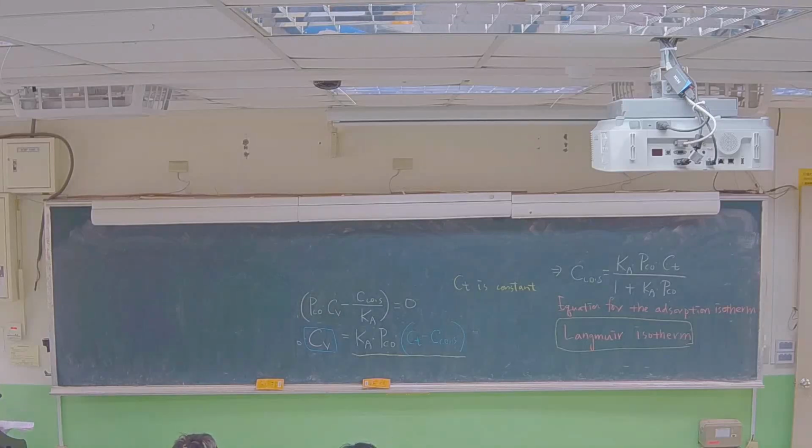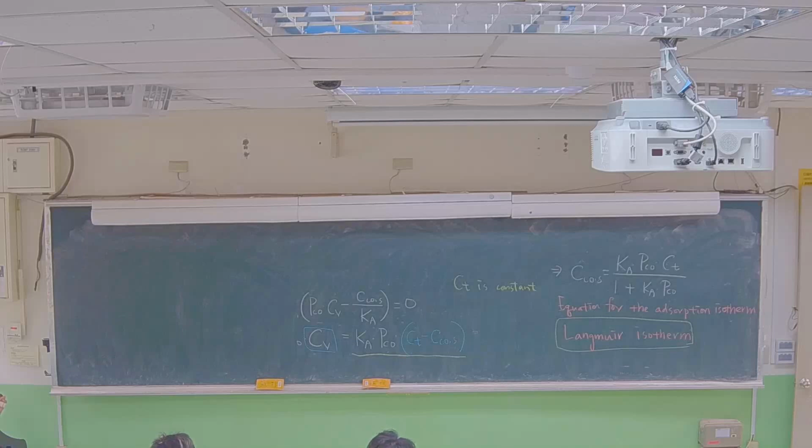Any question? Before drawing the plot, let me review again. First, you have to understand the purpose. The purpose is to draw an isotherm. So we have two models, molecular model and atomic model. This is the first model, the molecular adsorption. To draw the isotherm, we have to find the relation between concentration and pressure. That is the purpose, concentration and pressure.